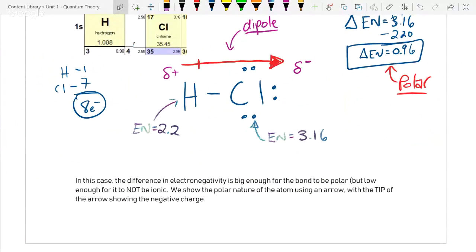So that arrow, the tip points to the negative charge. And again, we say that this molecule has a dipole. By the way, the arrow isn't the dipole. The arrow is the symbol for a dipole. A dipole has physical meaning. A dipole is a partial charge in an atom.